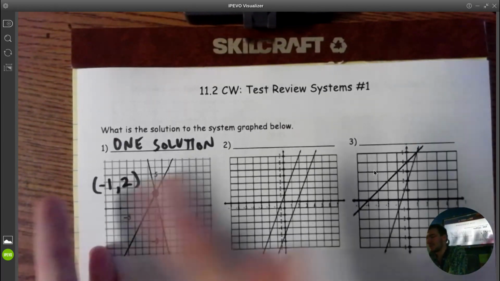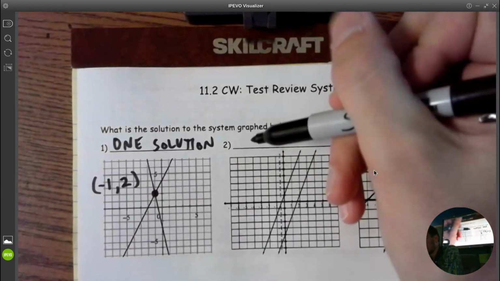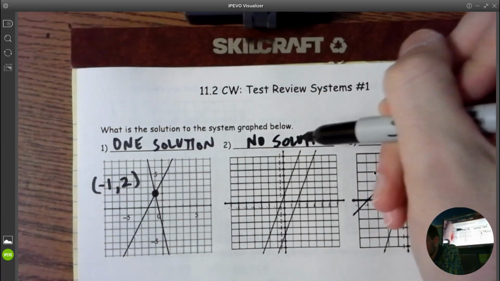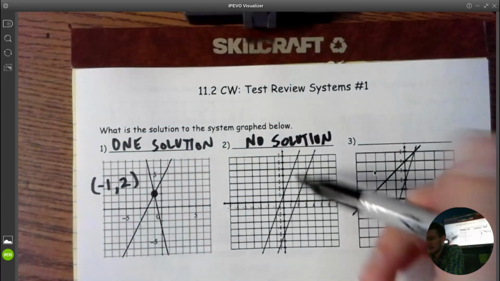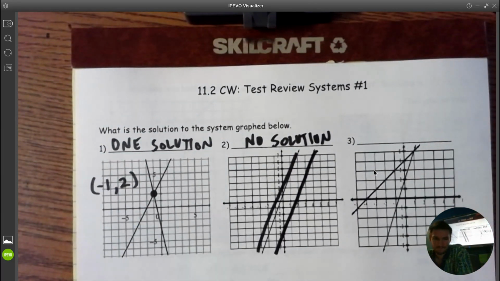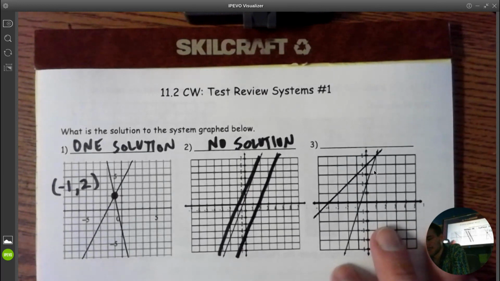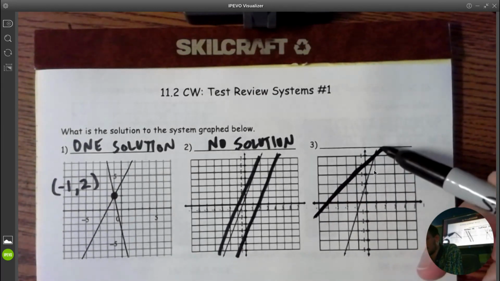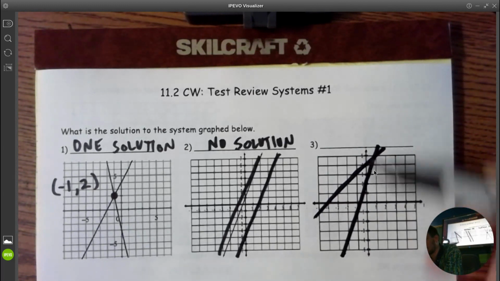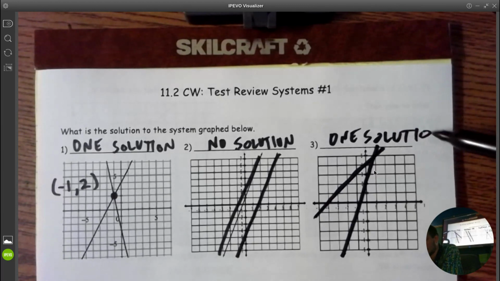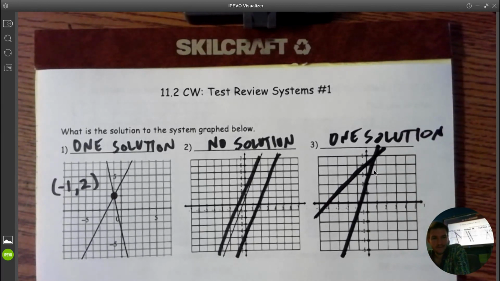How many solutions do we have for number 2? Right, no solutions, 0 solutions, however you want to say it. I'm with you. All those sound good to me. These 2 lines, they don't touch, so no solutions. And this third one, before you just say infinite solutions, we don't have an infinite solutions graph. We actually have, again, a little one solution graph. I think we all understand infinite solutions at this point.